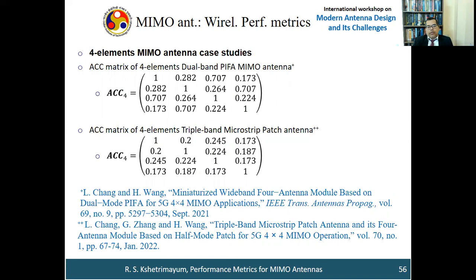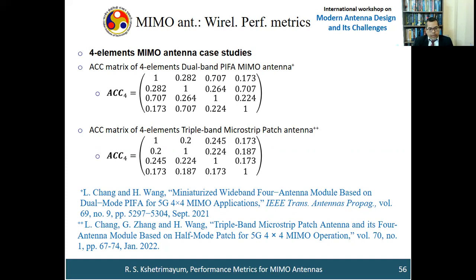Let's consider 4-element MIMO antenna case studies. We are actually using 4-element MIMO antennas from the references shown here. The first case is a dual band PIFA MIMO antenna. The second case is a tri-band microstrip patch antenna. From the reported measured SCCs, we have ECC values. We have calculated the SCC matrix, and these are the two SCC matrices.